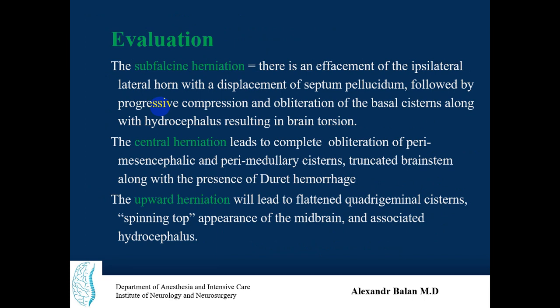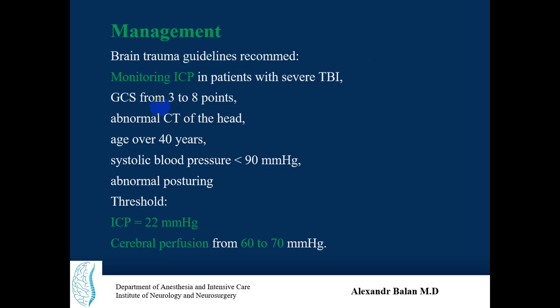Evaluation. In subfalcine herniation, there is an effacement of the ipsilateral ventricular horn with displacement of the septum pellucidum, followed by progression of compression and obliteration of the basal cisterns, along with hydrocephalus, resulting in brain torsion. Central herniation leads to complete obliteration of the perimesencephalic and perimedullary cisterns. Upward herniation leads to flattened quadrigeminal cisterns, a spinning top appearance of the midbrain, and associated hydrocephalus.